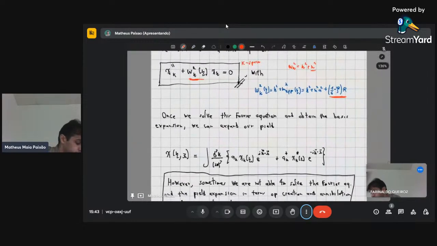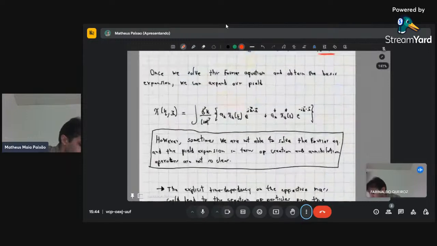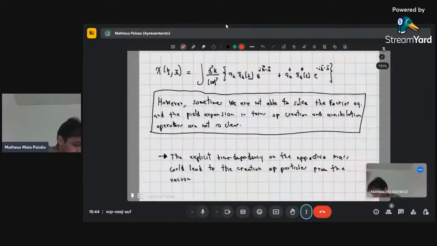So the main idea here is to solve this equation and expand in terms of positive and negative frequency modes. But sometimes this time dependency here is so complicated that we are not able to solve it and obtain this explicit decomposition in terms of Fourier modes.